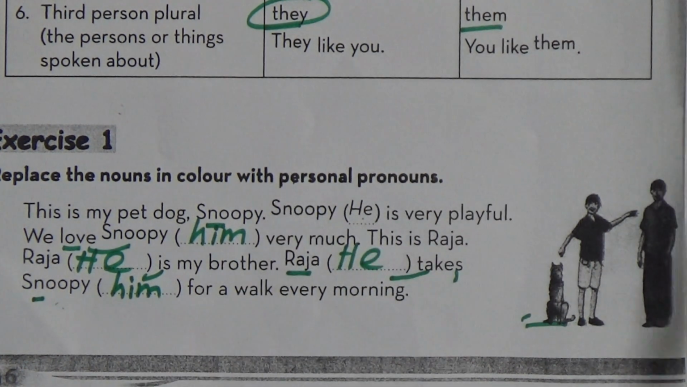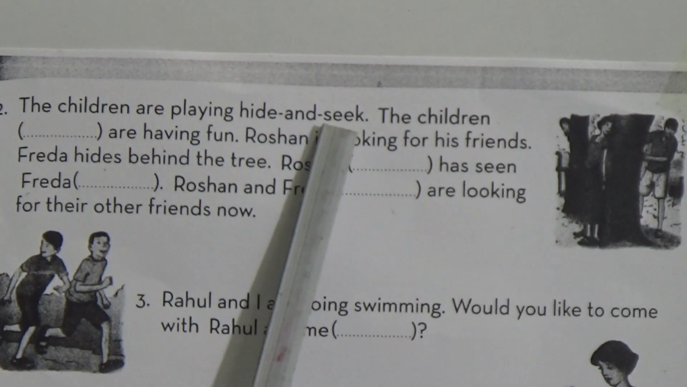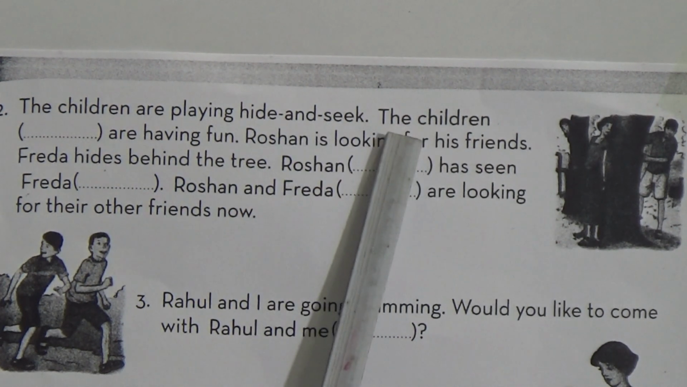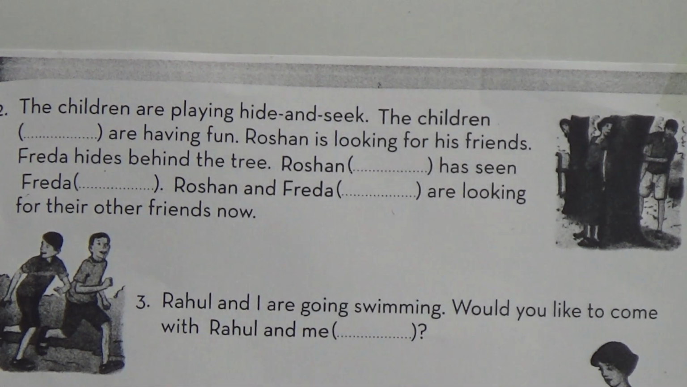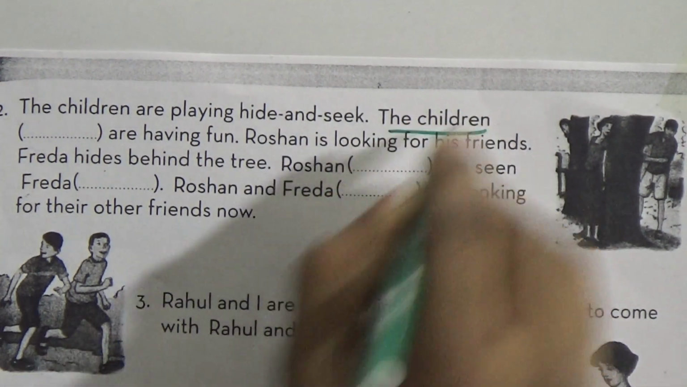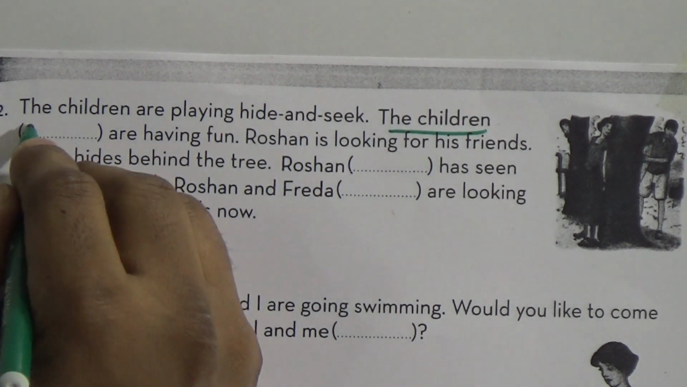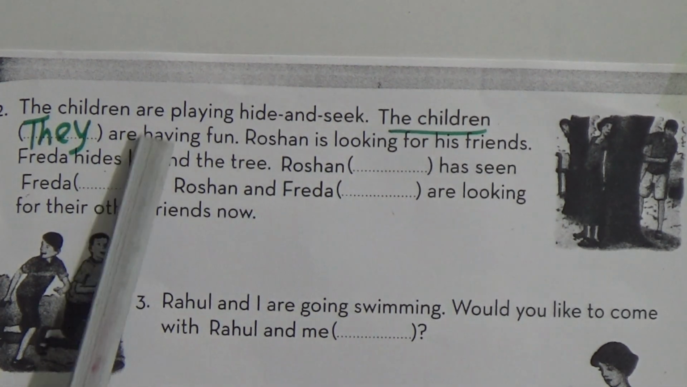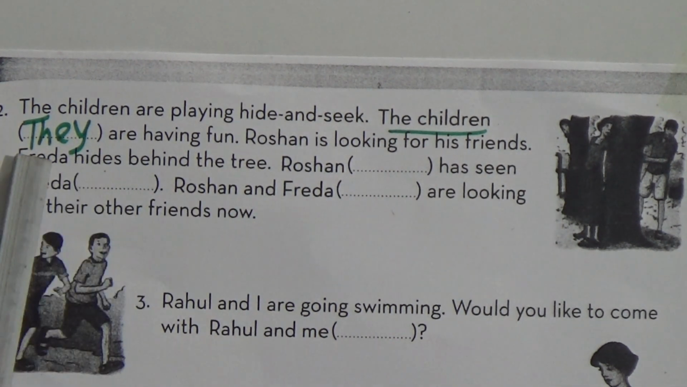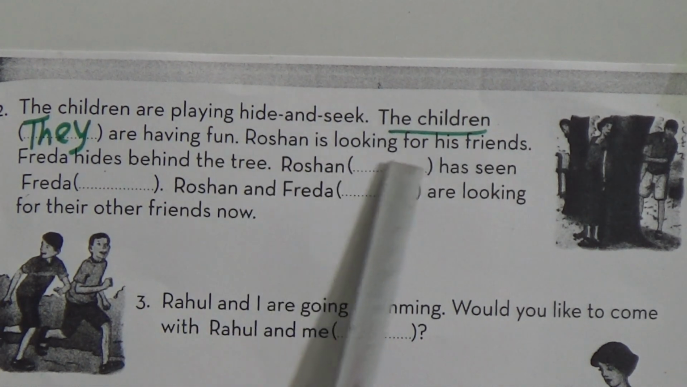Okay, let's go to the next page. The children are playing hide and seek. The children, a lot of children, third person plural number. The children are having fun. So the children, how many? One or many? Many children. And this is the subjective form. That's why we have to use they. Okay, as this is the subjective form. Before the verb, subjective pronoun. They are having fun.